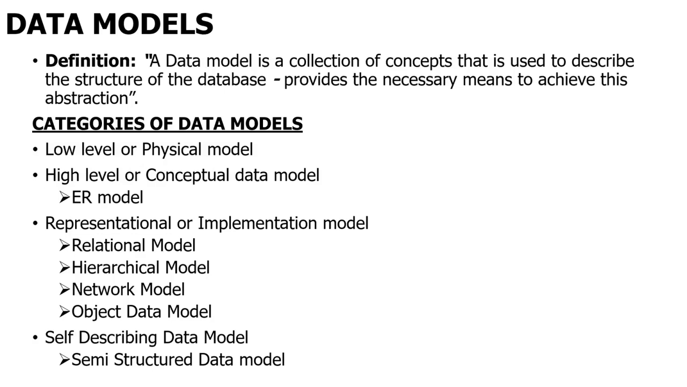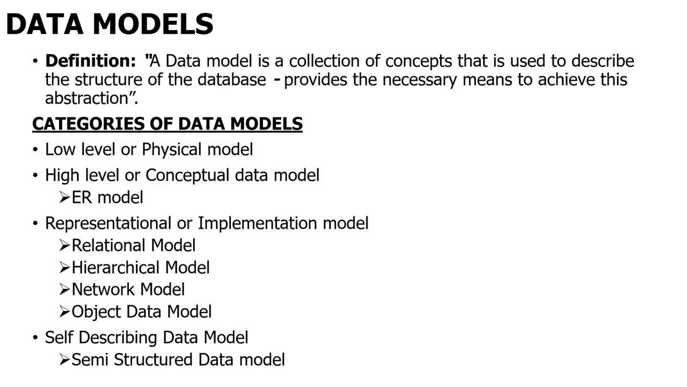We have different types of data model also. A database model is a collection of concepts that is used to describe the structure of the database, and provide the necessary means to achieve this abstraction. As I said, it provides a collection of concepts to have a structure. So we have different types of structure, right? Either we want a straightforward structure, or a relational structure, or a network structure, hierarchical structure, or if you want to go with the object oriented method, all those things. Or if we want some semi structured data also, we need some concept, right? So for that purpose, we have introduced data models, right?